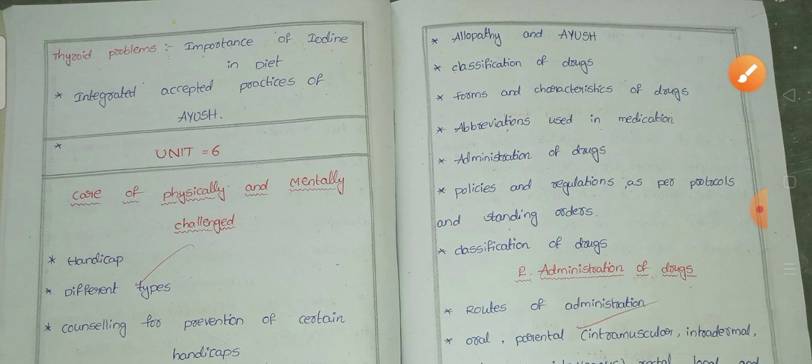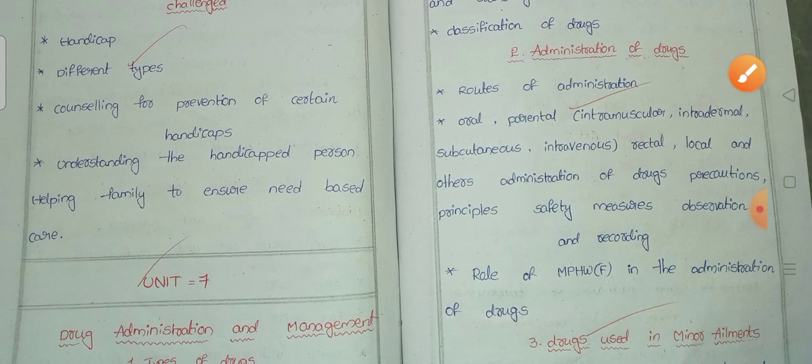Next one is administration of drugs. In this, routes of administration. Other than oral, we call it parenteral. If we give by mouth, it is known as oral, per oral. If instead of oral you give intramuscular or intradermal, it is called parenteral. So routes of administration is very, very important in this unit.